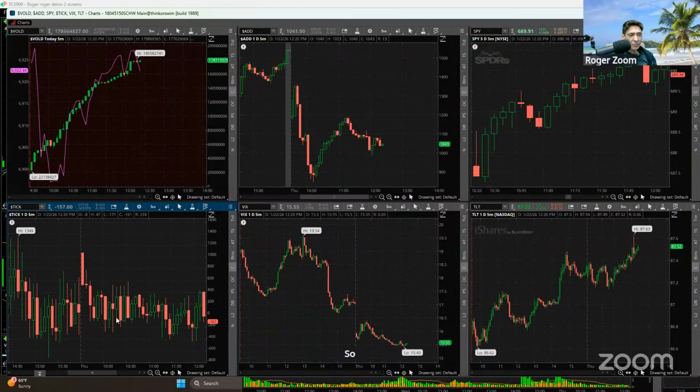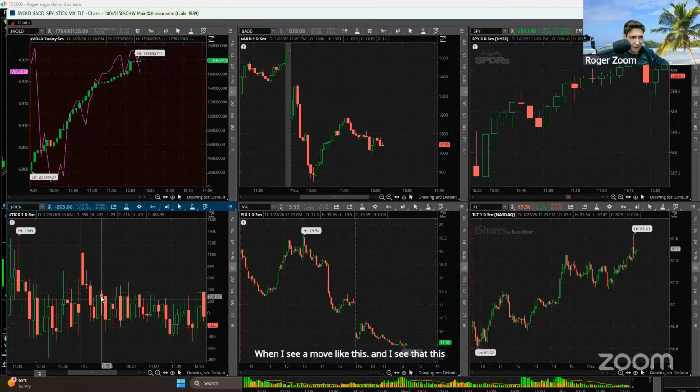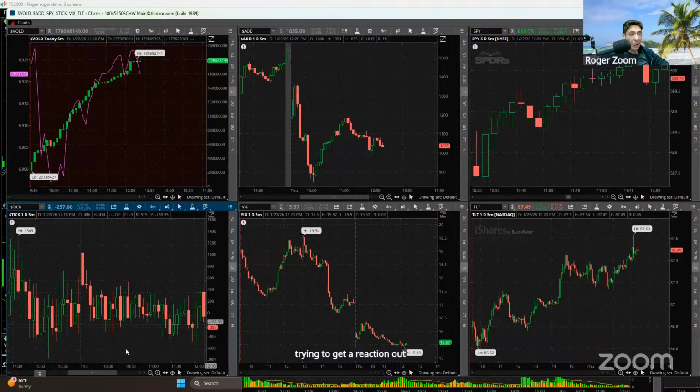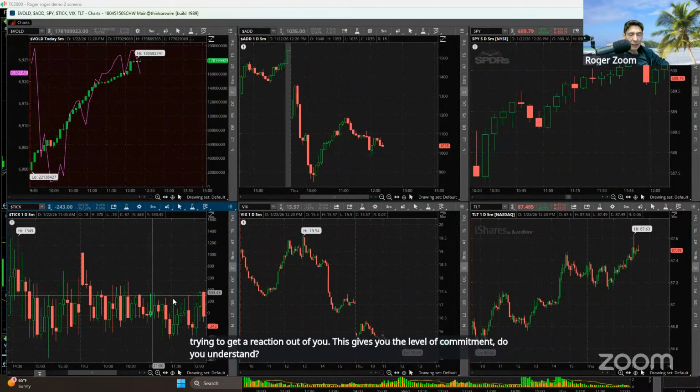So when I look at this and I see a move like this, and I see that this is at 500, that means there's nobody. That means it's algos effing around with you, excuse my French, trying to get a reaction out of you. This gives you the level of commitment. Do you understand? In real time.